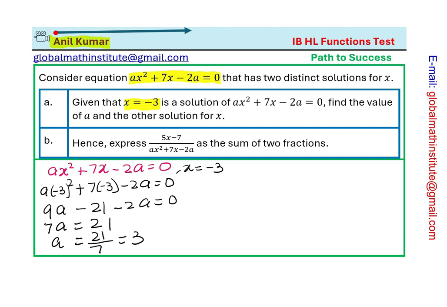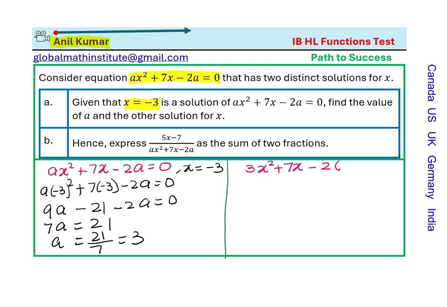So once we know what a is, we can factor the quadratic equation and find the other root. So let's write down the equation now. A is 3, therefore the equation is 3x squared plus 7x minus 2 times 3 equals to 0. So we have 3x squared plus 7x minus 6 equals to 0.